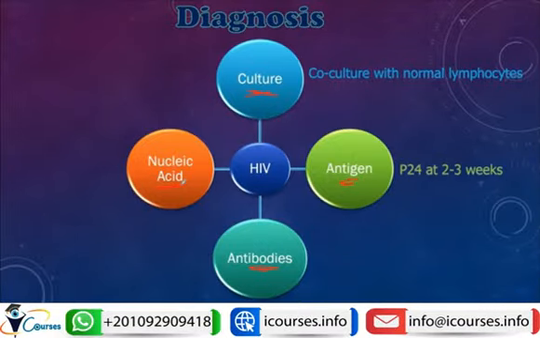Or we can detect the viral antigen. As I told you, the antigen will be the most rapid method to detect HIV after the infection. Usually it peaks as protein 24, as I told you about. Protein 24 will be present at 2 to 3 weeks after infection. So if we want to diagnose HIV immediately after the infection, the detection of the antigen will be the appropriate method.